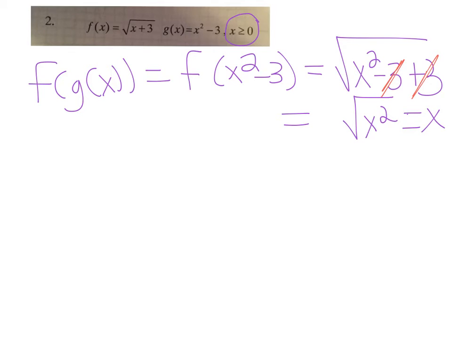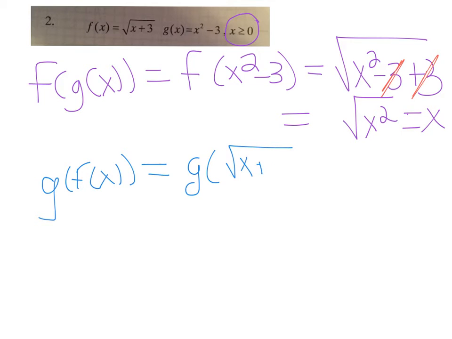Now remember, you're not done. You have to do f of g of x, and now we have to do g of f of x. If you don't do the second piece, it's like you only did half the problem and you won't get all the points. So g of f of x means g of the square root of x plus 3.